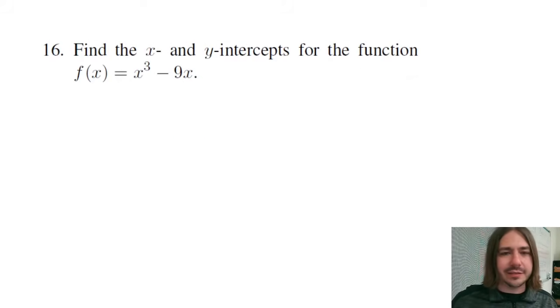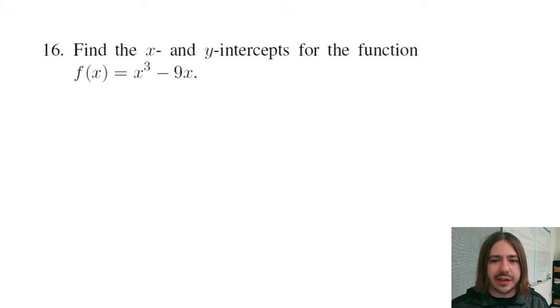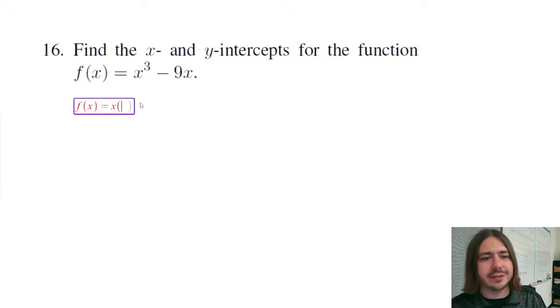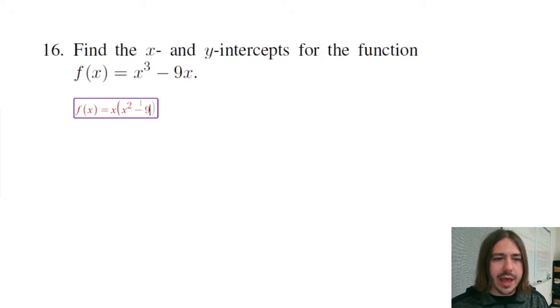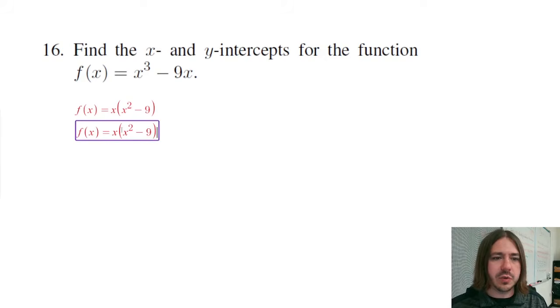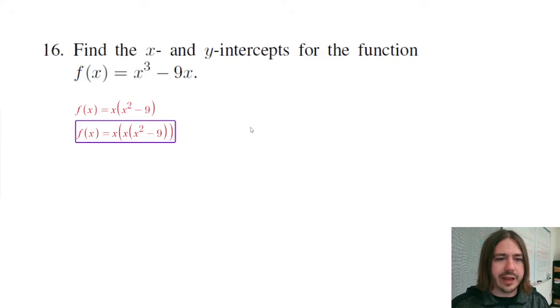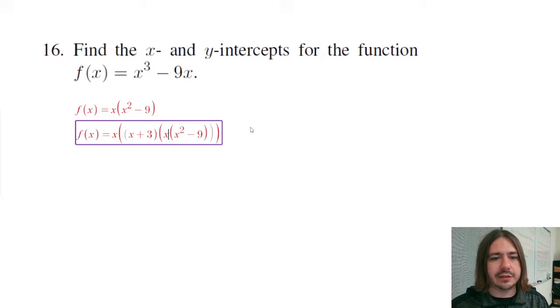Number 16 says we want to find the x and the y-intercepts for this cubic function. So first, let's go ahead and factor this function. We have a GCF of just x, so we can rewrite this as x times x squared minus 9. X squared minus 9 is a difference of two squares, so we can factor that a little bit further as x plus 3 times x minus 3.